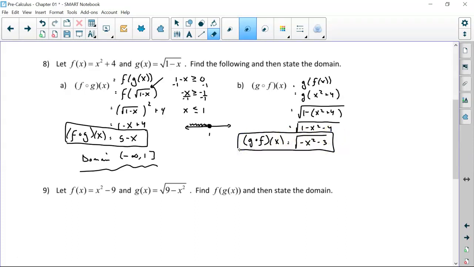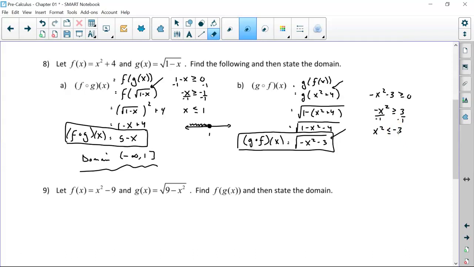Now for our domain. Inner function, no restrictions. Outer function, we could possibly have some restrictions with that square root. Remember, square root, when you see that, or an even root, set what's inside, negative x squared minus 3, in this case, greater than or equal to 0, because we can take the square root of 0. So now I'm going to add 3 to both sides. I get negative x squared greater than or equal to 3. Divide both sides by negative 1, x squared less than or equal to, switch the inequality sign, negative 3.